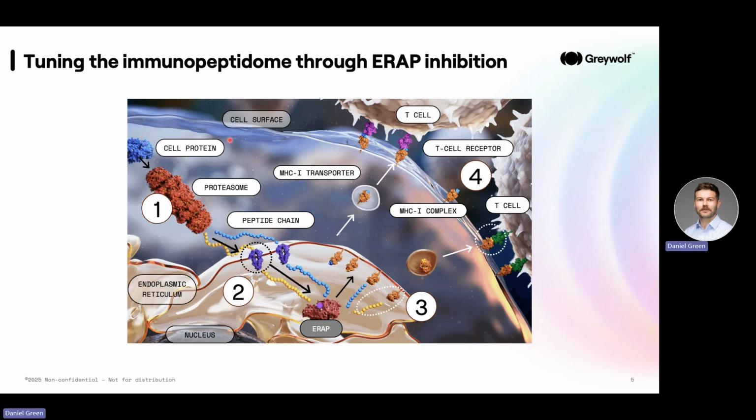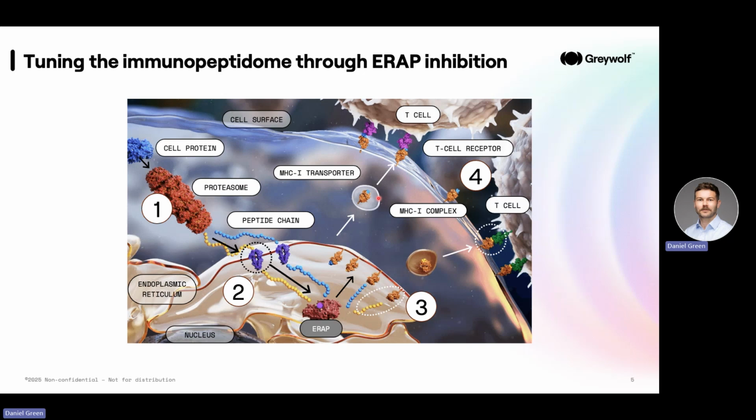So within any cell, you will have cellular proteins, and these cellular proteins will be degraded by the proteasome. The products of that degradation will be peptide chains that will get transported into the endoplasmic reticulum. Then a proportion of those peptide chains will be cleaved by either ERAP1, ERAP2, or other aminopeptidases, and they will be subsequently loaded onto MHC. It's this peptide MHC complex that then gets transported to the cell surface and presented to your T cells or your immune system. So that's what happens in the context of active ERAP.